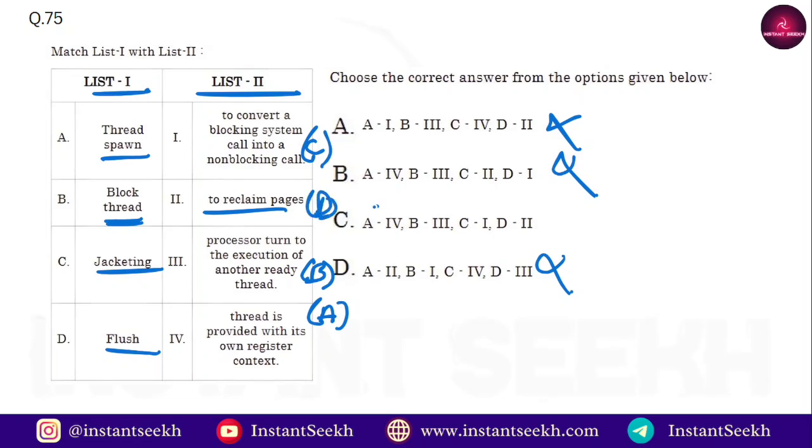So your correct pattern is: thread spawn, where the thread is provided with its own register context. Block thread puts the current thread in waiting state and allows the processor to turn to the execution of another ready thread. Jacketing is to convert a blocking system call into a non-blocking call, and last, flush is to reclaim pages in memory management. So your correct matching option pattern is option number C. Let's move on to the next.